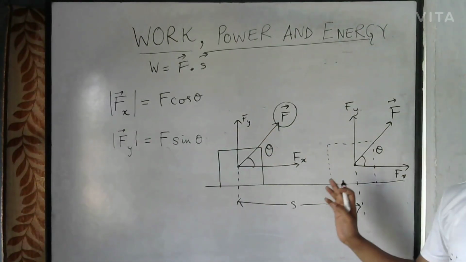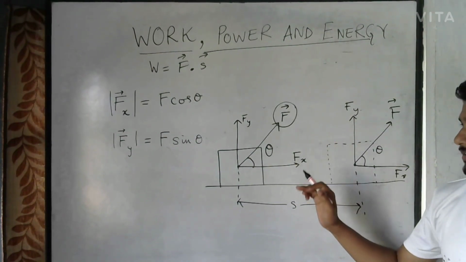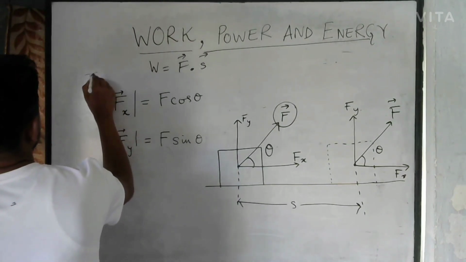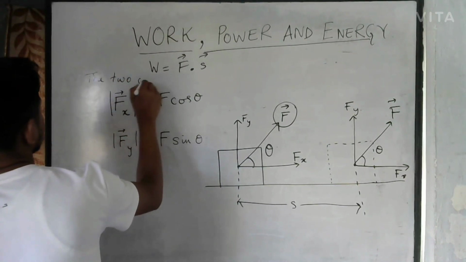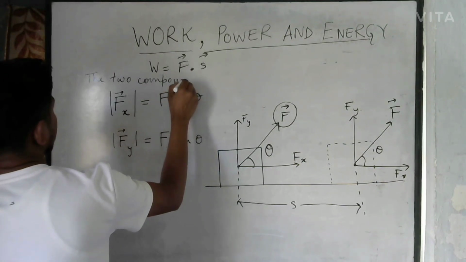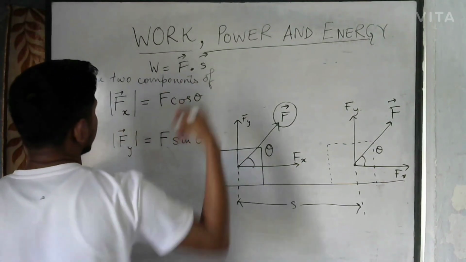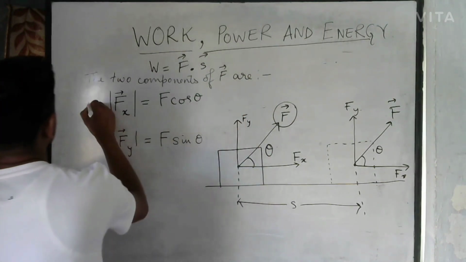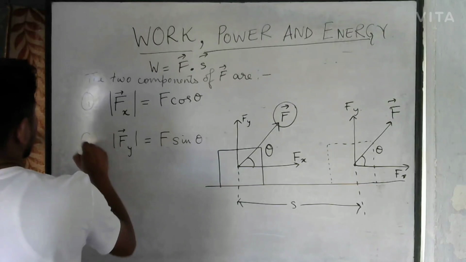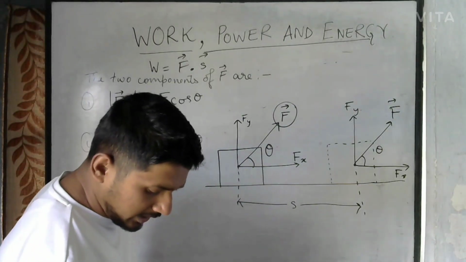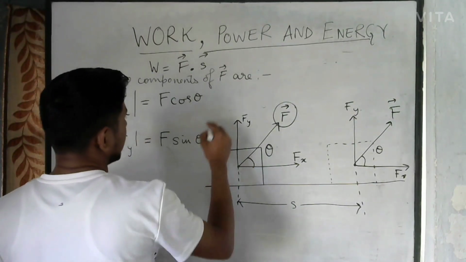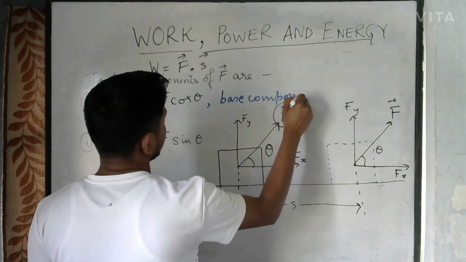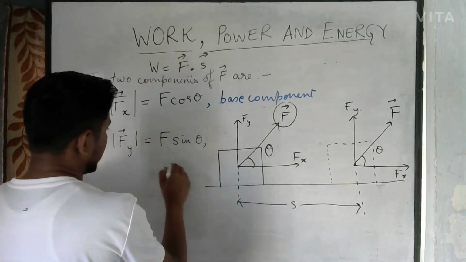What you do is pause the video and write this down. Okay, I'll just write here the two components of F vector are number 1 and number 2. Now this will be the base component, right? And this will be the perpendicular component.